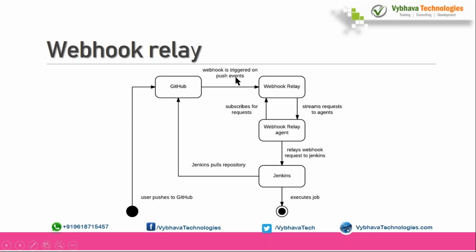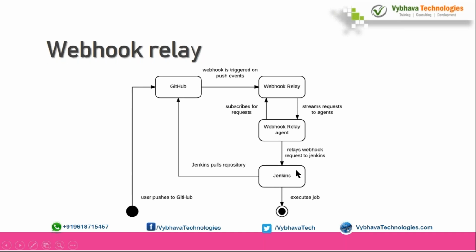Whenever some push event happens, it is going to send a streaming request to the agent. The webhook relay agent becomes active, and that agent sends the information to Jenkins. When Jenkins receives this, it asks the webhook what happened and which branch is changed. So it is just like a publisher-subscriber model.